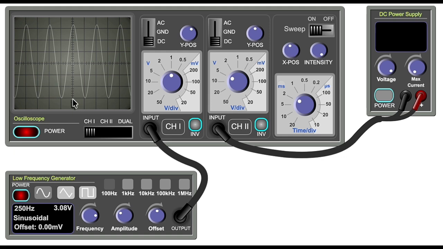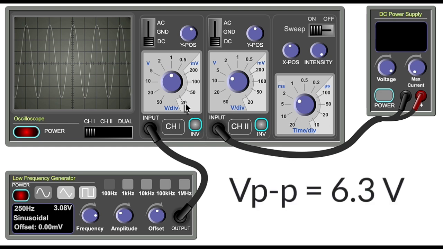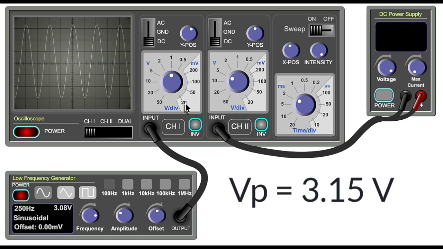And now we count the number of grid squares. It's 1, 2, 3, 4, 5, 6. And I would say that is 6.3 grid squares, where each grid square is 1 volt per division. So our peak to peak voltage is 6.3 volts. We then halve that to get our peak voltage, which I estimate to be 3.15.